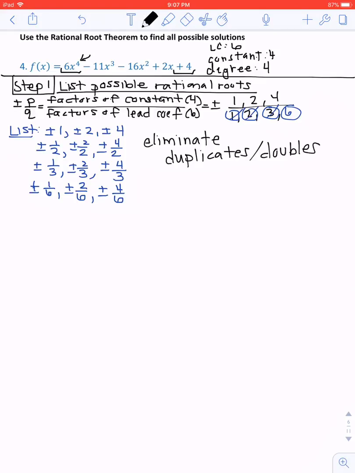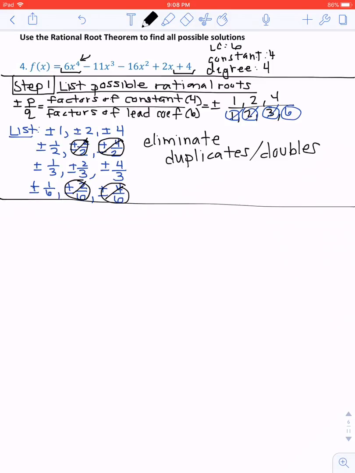All right, so whole numbers are always staying. So 1, 2, and 4. So do any of these reduce down to 1, 2, or 4? 2 over 2 reduces down to 1. 4 over 2 reduces down to 2. All right, 1/3, 2/3, 4/3, no. 1/6, no. 2/6, yes, it reduces down to 1/3. 4/6, yes, because it reduces down to 2/3. So one row below might reduce down to something up above.